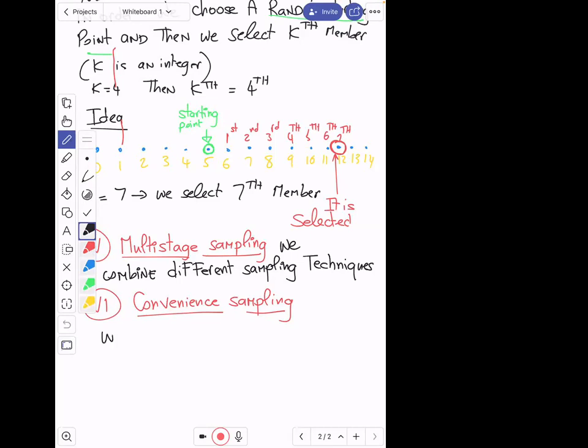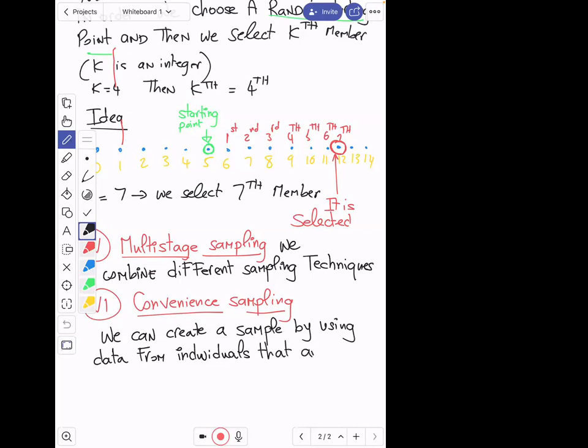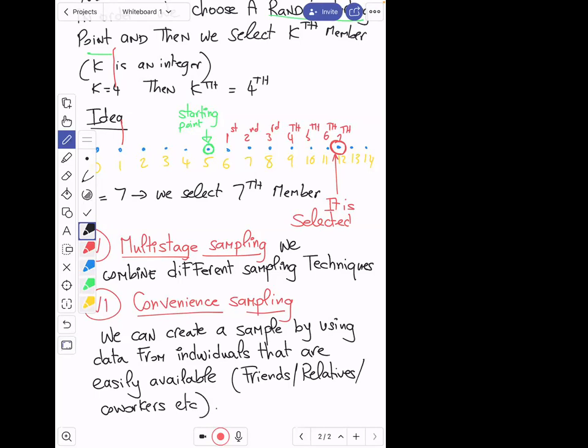So here we create a sample by using data from individuals that are easily available. So usually friends or relatives, co-workers, etc.